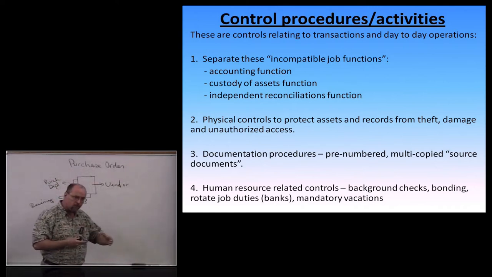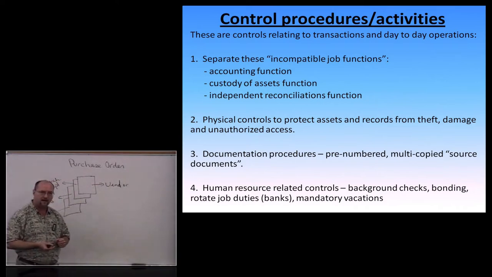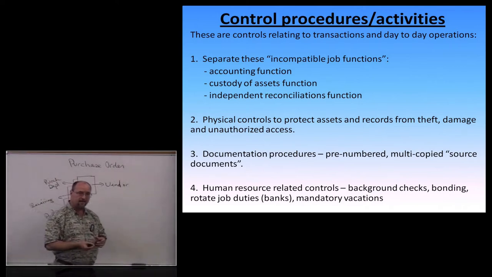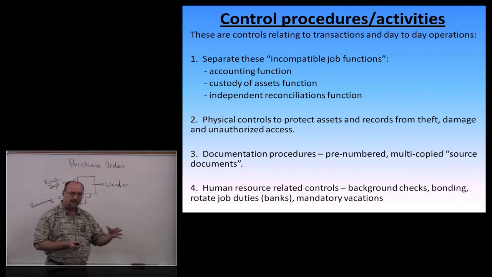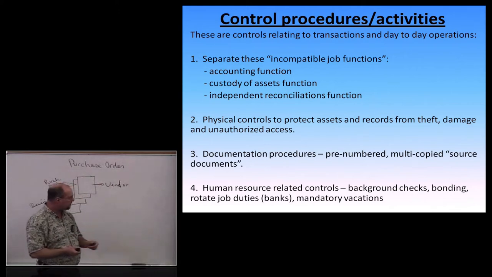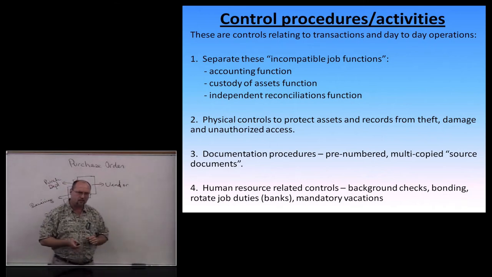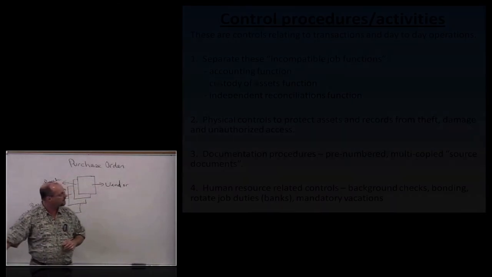Then someone rotates into their function, like a bank teller, for example. And if there's something unusual going on, they have a higher likelihood of identifying a problem while that person's gone than if that person is there kind of manning the fort, so to speak. Okay, so these are some examples of control activities. And again, we're just scratching the surface here.